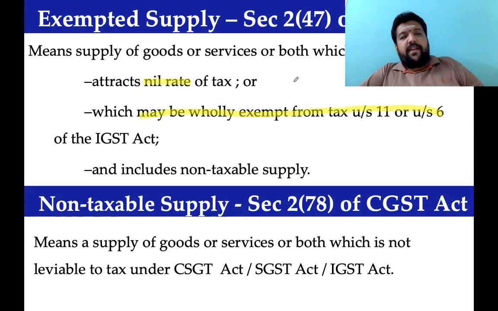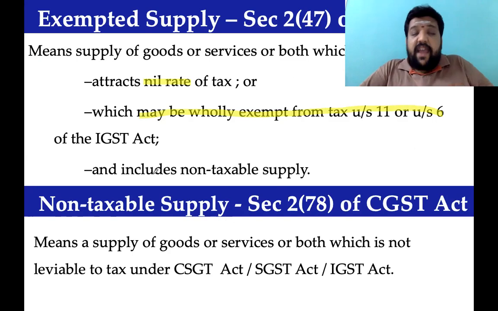Let me repeat it. When it comes to nil rate, we have only two services that are covered under nil rate and four goods that are covered under nil rate. Nil's usage in GST is very, very less. Predominantly, everything is getting wholly exempted from GST. And look at the wording of exempted supply: it includes non-taxable supply. So exempted supply would include non-taxable supply. And non-taxable supply means goods or services which is not leviable to tax.